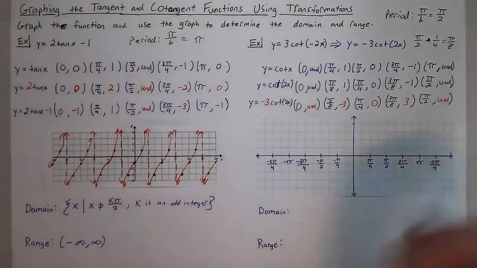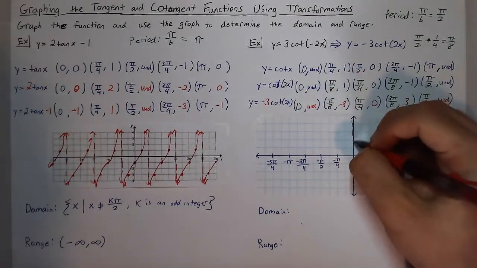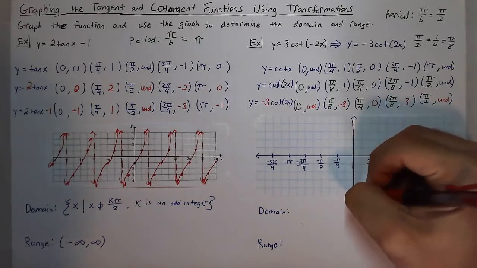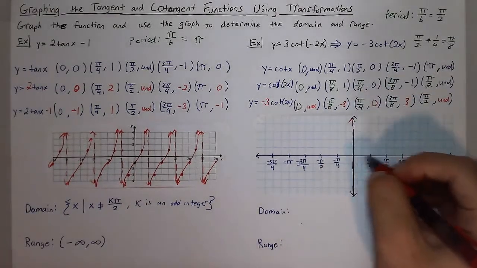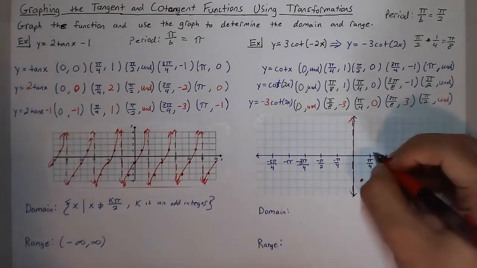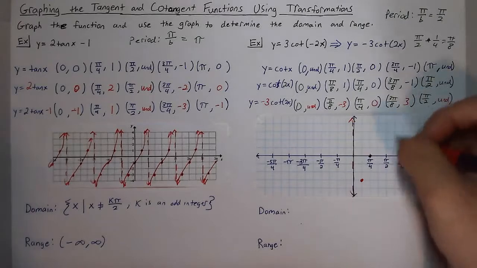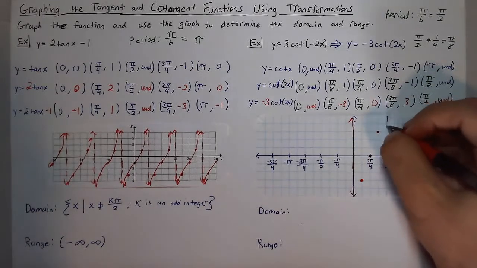And now we'll go ahead and graph. So at 0, it's undefined, so we'll have an asymptote. Then at pi over 8, which is in between 0 and pi over 4, it's -3. Then 0 at pi over 4, 3 at 3 pi over 8, then at pi over 2, we have our asymptote again.